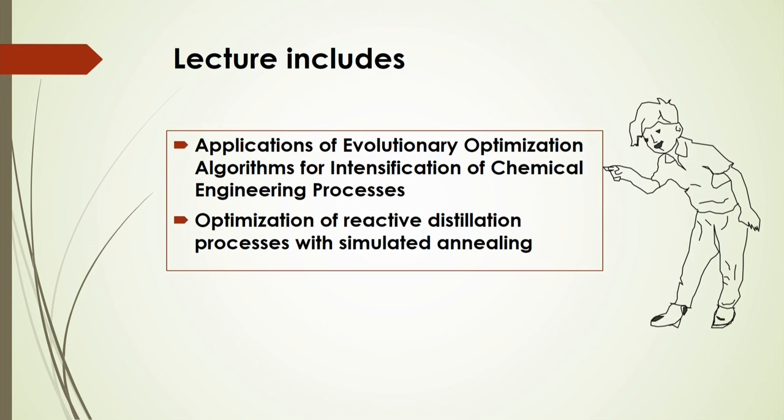So, we will discuss two portions of this lecture. Here, applications of evolutionary optimization algorithms applied to chemical engineering processes, and also one example, the optimization of a reactive distillation process with a specified optimization algorithm called simulated annealing.